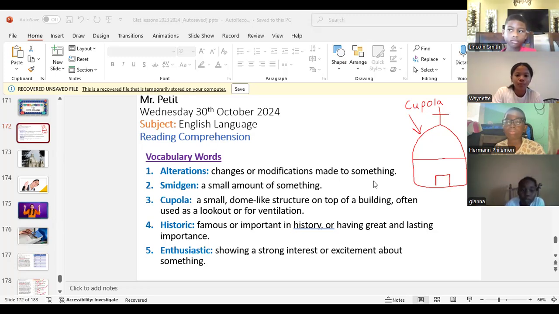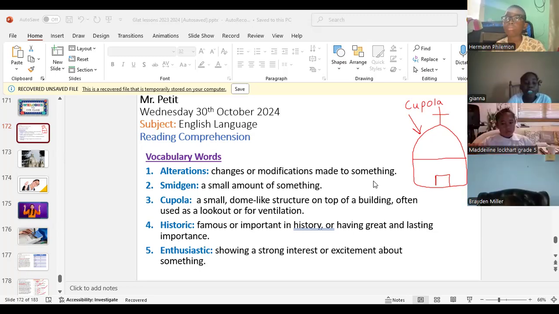Okay. What do we mean by enthusiastic? Enthusiastic. Showing a strong interest or excitement about something. Very good. And Madeline?